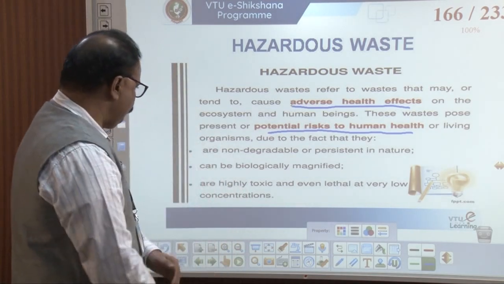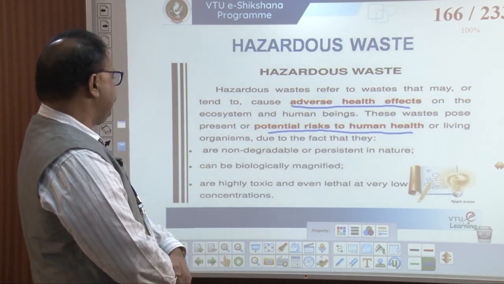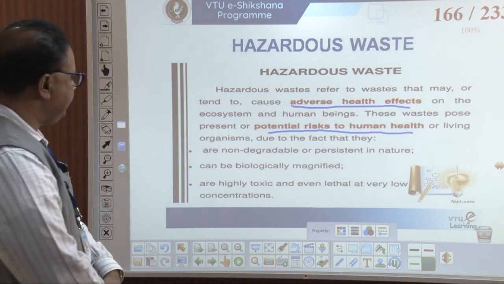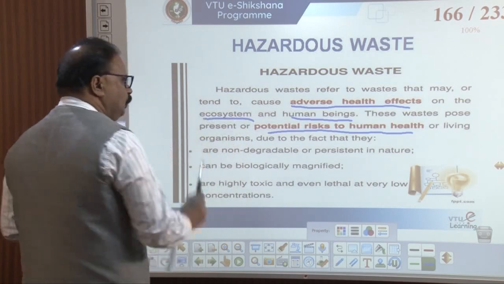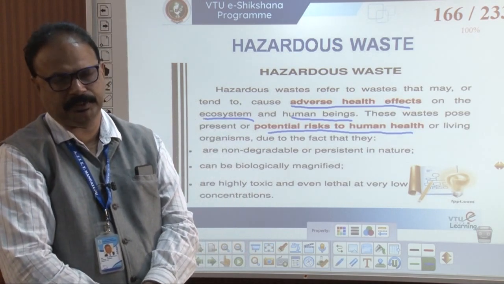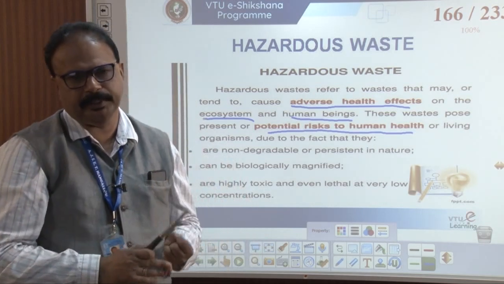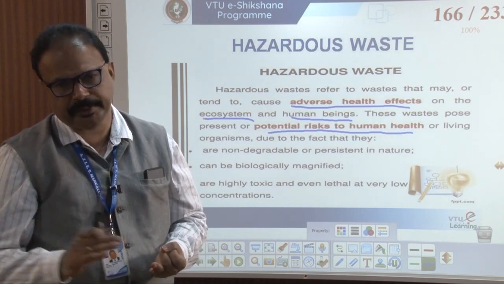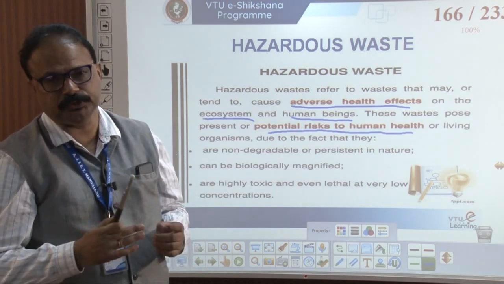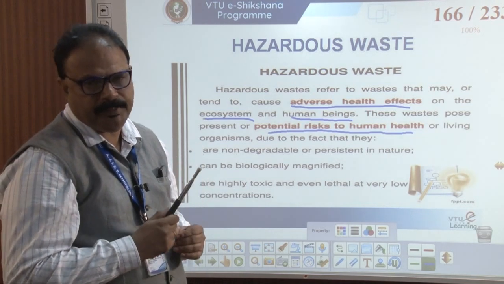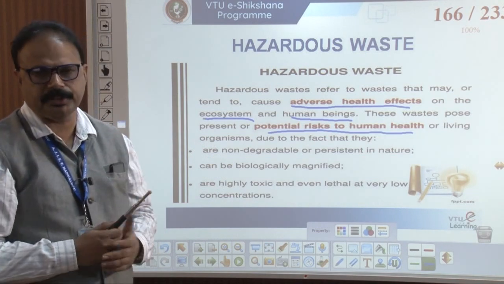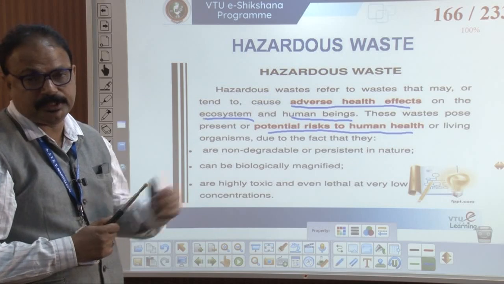Now, one by one. Hazardous waste refers to waste that tends to cause adverse health effects on the ecosystem, not only human beings. This waste poses a potential risk to human health or living organisms. It not only affects human health, it also affects the ecosystem, the environment, living organisms, it may be animals, it may be plants, everything. These hazardous wastes are very effective because they are highly toxic, can be biologically magnified, and are non-degradable. So this is a very, very dangerous substance. It should not be directly disposed of into the atmosphere.